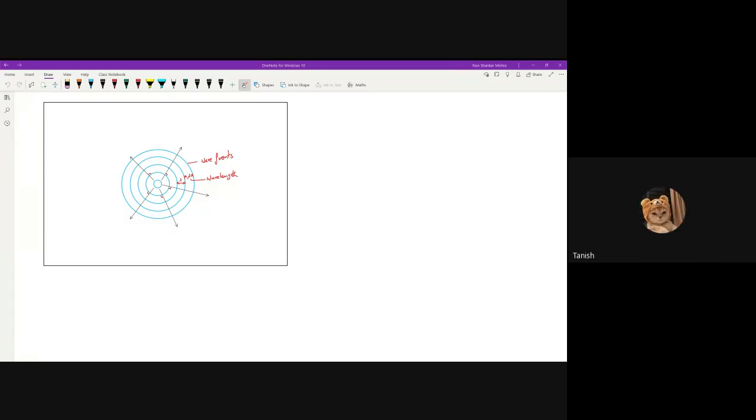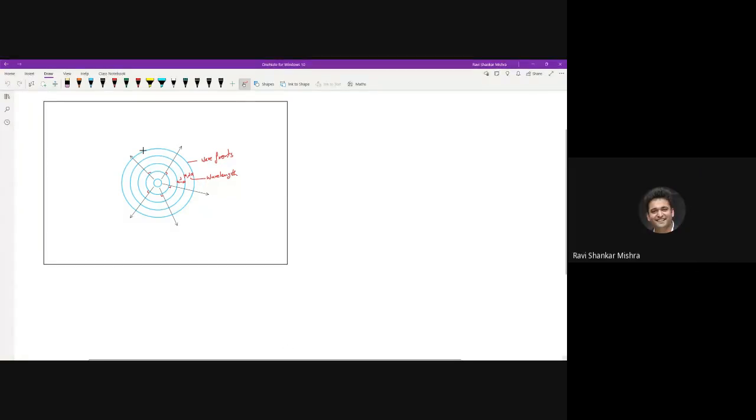Okay. So as you can see here, if a point source hits the water, then circular wave fronts will be formed, right? On the other hand, let us suppose you have a container where water is filled, and I can draw a 3D image like this, and here you have water like this.